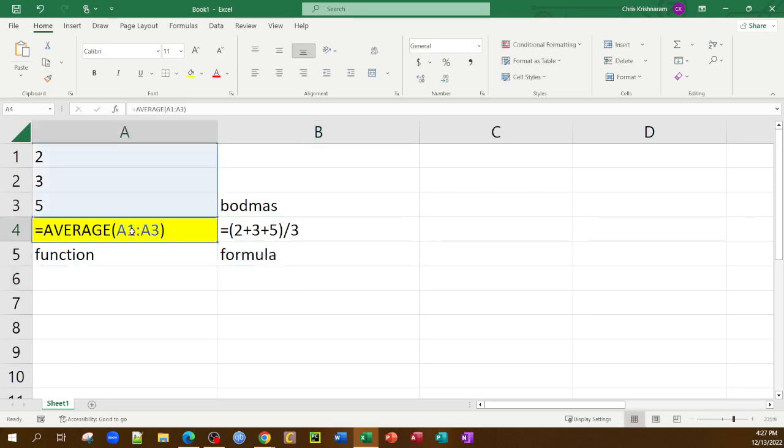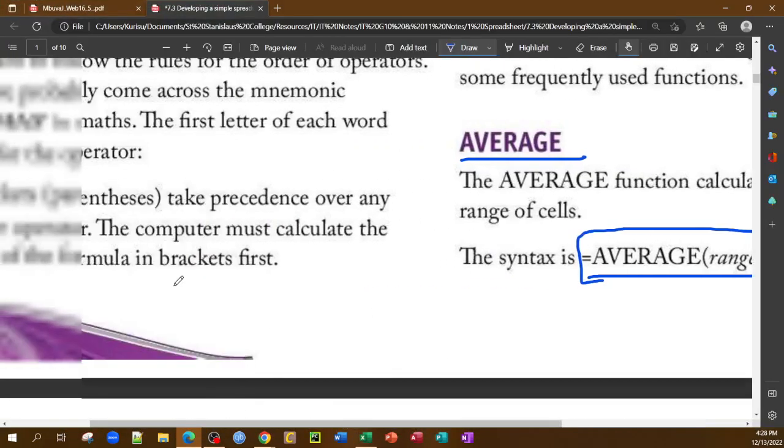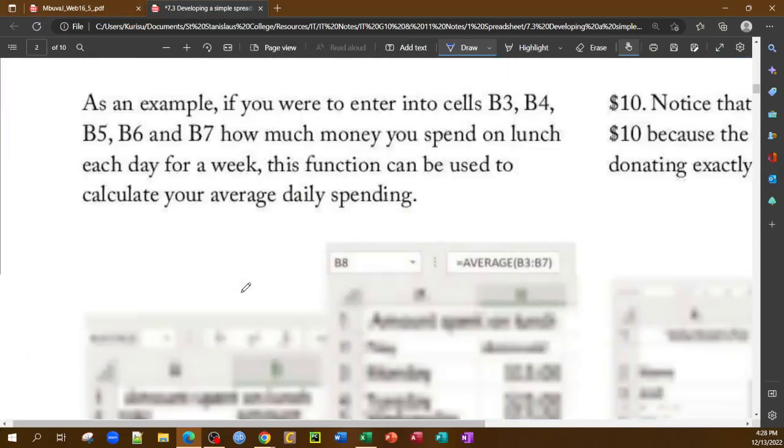A function does not have any operators. Everything is built into the function. You just need to give it the value that it needs. Whereas the formula, you have to give it its value and the operation. You have to create what calculation needs to be carried out. Alright, so let's move on to another function.